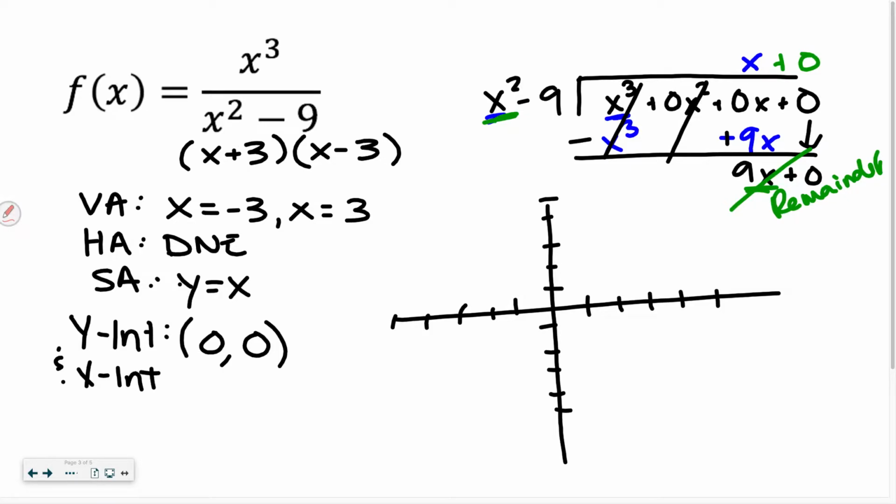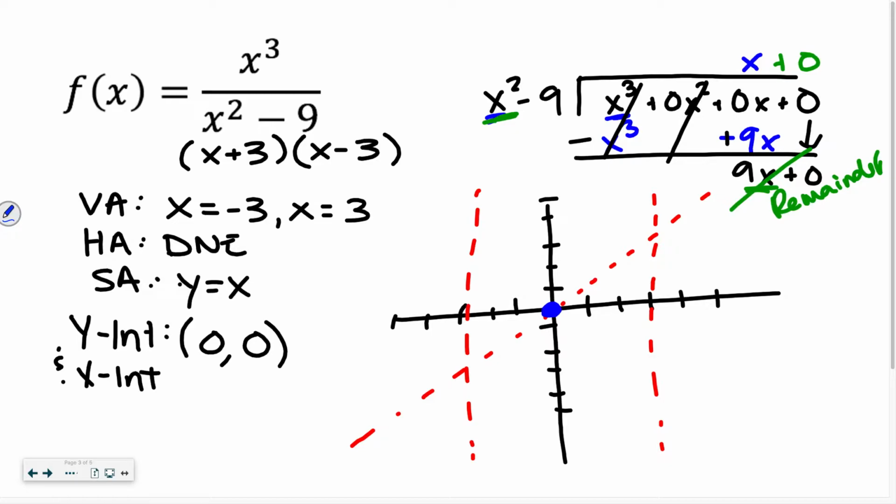Okay, vertical asymptotes at -3 and 3. Okay, think about this. If you have 2 vertical asymptotes, you have 3 sections of your graph. So instead of having just 2 parts, you're probably going to have 3. Okay. And draw in my slant asymptote. That's the line y equals x. There. And like I was describing before, if I plot my y-intercept, which is allowed, 0 divided by -9 is an answer. Like that produces a point.